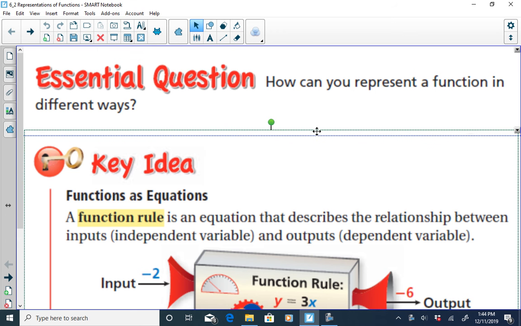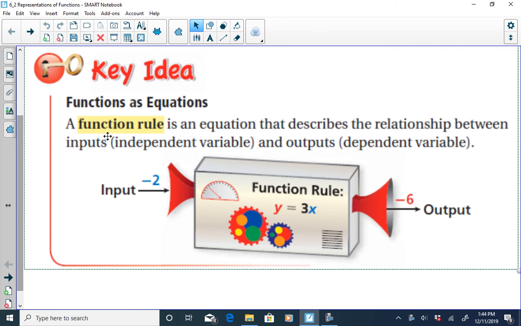Today we want to look at how you can represent a function using a table, using a graph, using an equation. A function rule is an equation that describes the relationship between inputs. Inputs are your independent variables. Inputs are also your domain values, and your outputs, which are your dependent variables, are your range values.